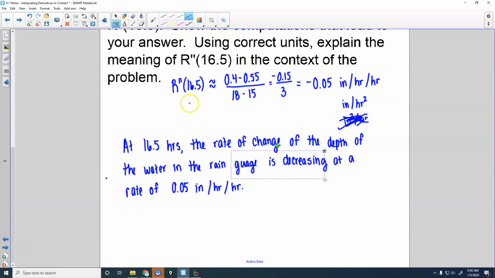And actually it'd probably be good if we threw in "approximately." I don't think they'd count off for that if you left it out, but this is an estimate, so it's approximately 0.5 inches per hour.